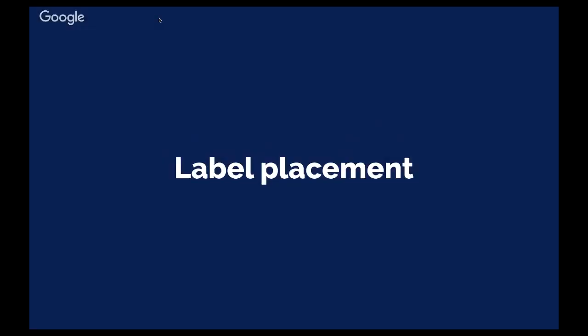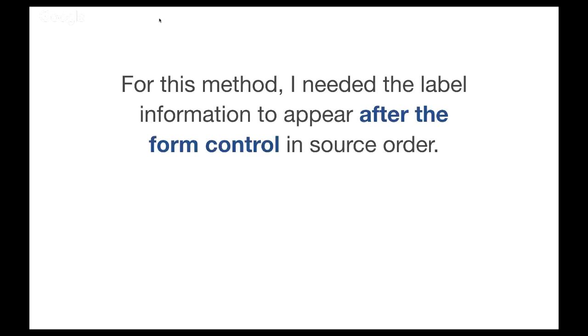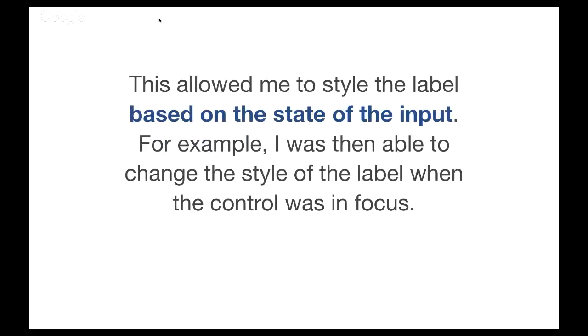We're going to talk first about the label placement. Now for this method, I needed the label information to appear after the form control in source order. Now the reason why I need to do that is, what I need to do is to style the label based on the state of the input. So what I mean by that is, if the user clicks on the input and it's now in focus state, I want to change the label based on that focus state.